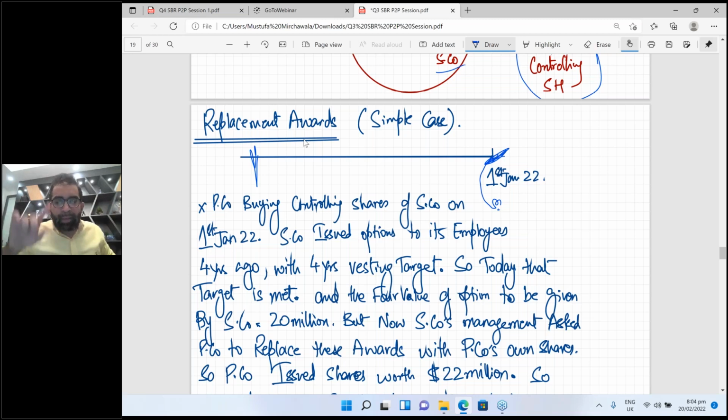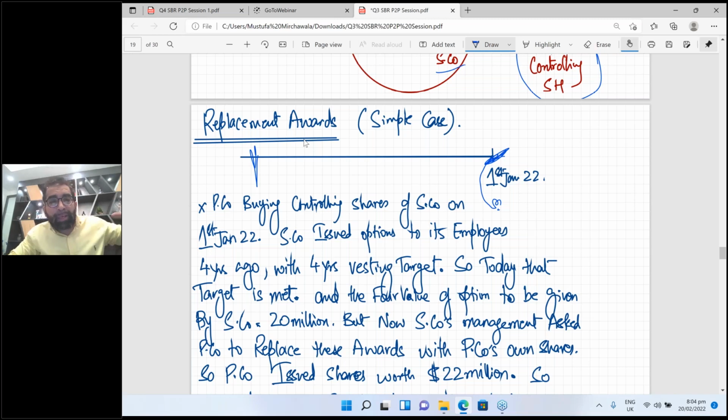I repeat, P company wants to buy S company on 1st January 2022. This is the first part of the story. Now the second part of the story is related to the personal life of S company. Exactly 4 years back, S company offered their own employees some share options and in return asked them to stay 4 years. Now employees stayed 4 years, which means these options are vested. That means the employees have done their work, so now S company should give shares to the employees.